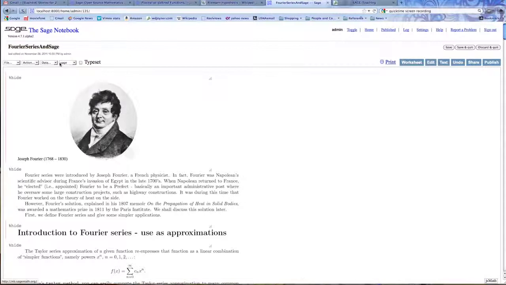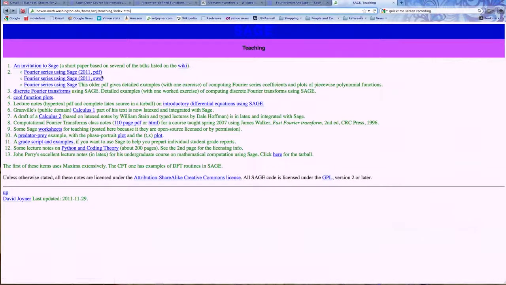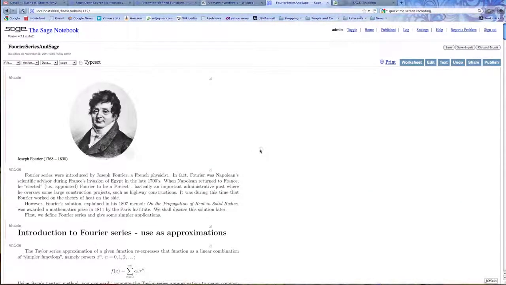And I'll be posting this worksheet, an SWS file, to this webpage here. The link is at the bottom of this worksheet, so you'll see it later, but basically you can see it right there. So it's already been posted on the internet. If you want to run through this yourself, you can. To load the worksheet, you go to File, Load. See right there. Okay, let's start off with a short introduction to Fourier series.